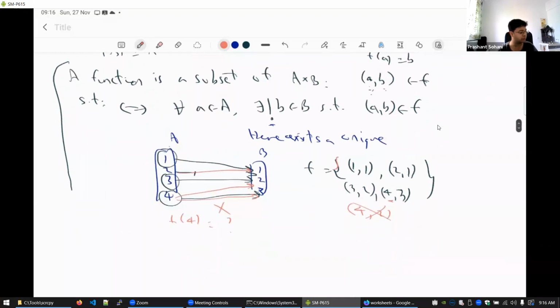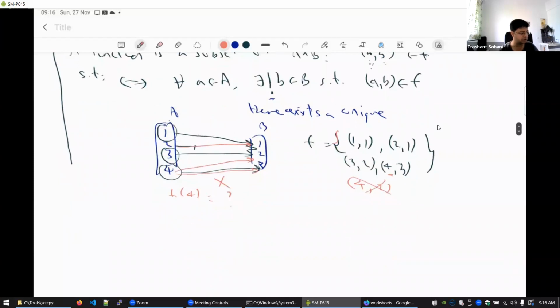Okay. So I hope this definition of the function is clear with the example. Now going back to the problem, let's take this case only. Set A has 4 elements, set B has 3 elements. So can you tell me how many such functions can there exist?